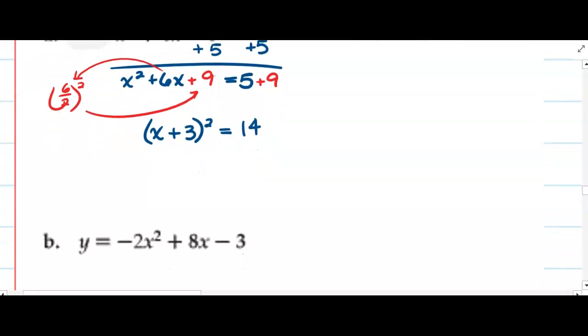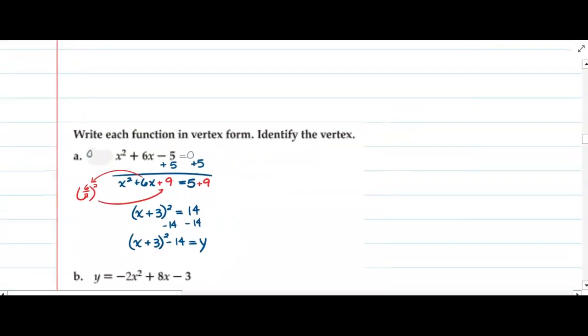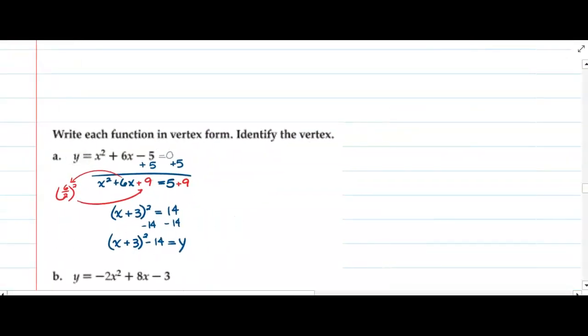At this point, I want to get it equal to 0 again. Remember, I'm not trying to solve this for x. I'm trying to get it into vertex form. So I'm going to subtract 14 on both sides. x plus 3, the quantity squared, minus 14 equals 0. And at this point, I can take out that 0 and replace it with y, just like I started with at the beginning of this problem.